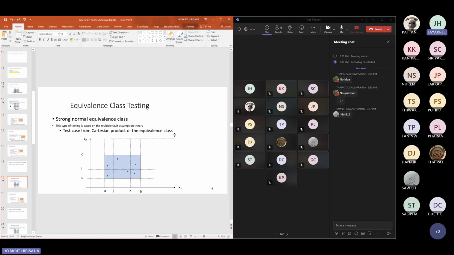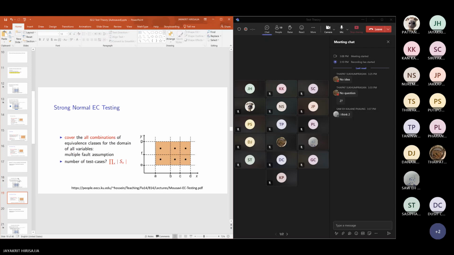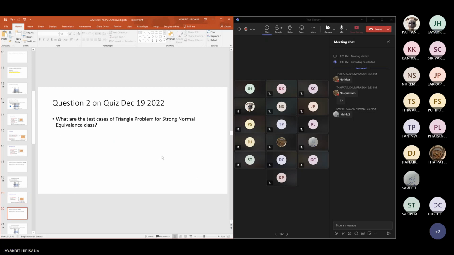Sorry, if we don't have this, it is okay. We test every possible one of these. But if we have another condition on the input, like A, B, and C, we should test every possible input in every box. This is the idea of strong normal equivalent classes. And this is one more example. We need to combine every possible input that covers the area. And this is also the same thing. I will assign you the quiz.